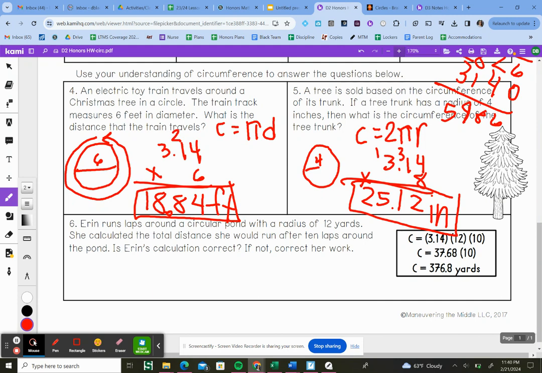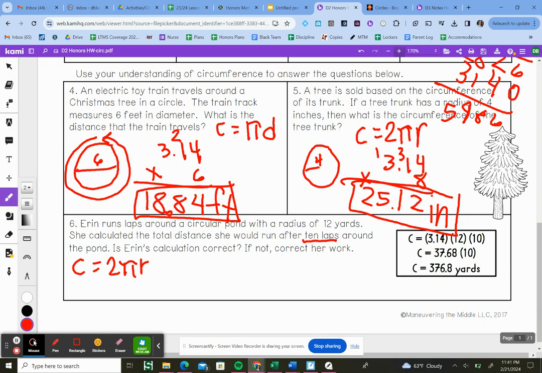All right, so let me think this through. We got the radius, so we would do 2 pi r. And then she's going to run 10 laps around, so I would do the circumference times 10. So she did pi times the radius times 10. Okay, so it looks like she forgot to do times 2.